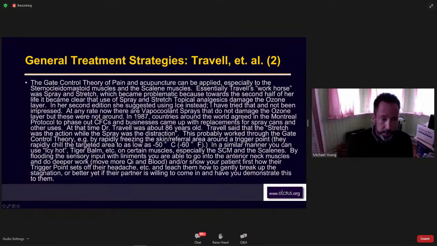In a similar manner, you can use icy hot, target bomb, etc., on certain muscles, especially like the anterior neck muscles, sternocleidomastoid, scalenes, etc. By flooding the sensory input with liniments, you're able to go into the anterior neck muscles and do deeper work, move more chi and blood, or show your patient first how their trigger point sets off their headache and teach them how to gently break it up.